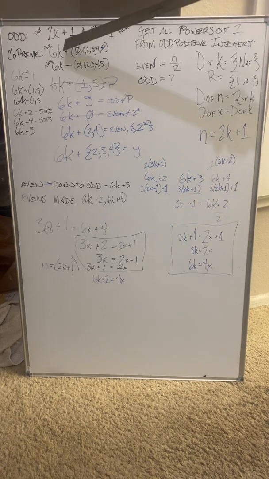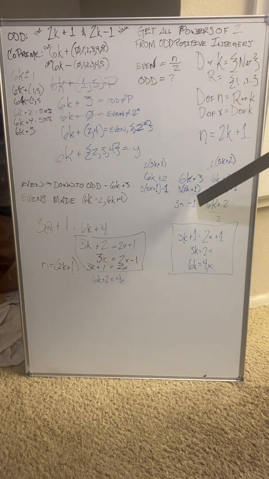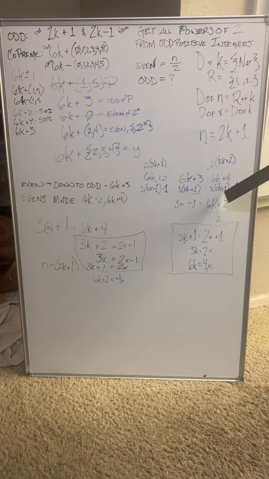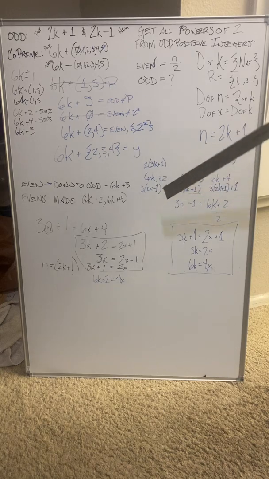Well, 2k plus 1 is also an odd number, right? We know that's always an odd number. It maintains parity. So that's 3 times an odd number. Well, that makes this 3 times an odd number minus 1, and this one 3 times an odd number plus 1, right? So this is one more than it, this is one less of it.